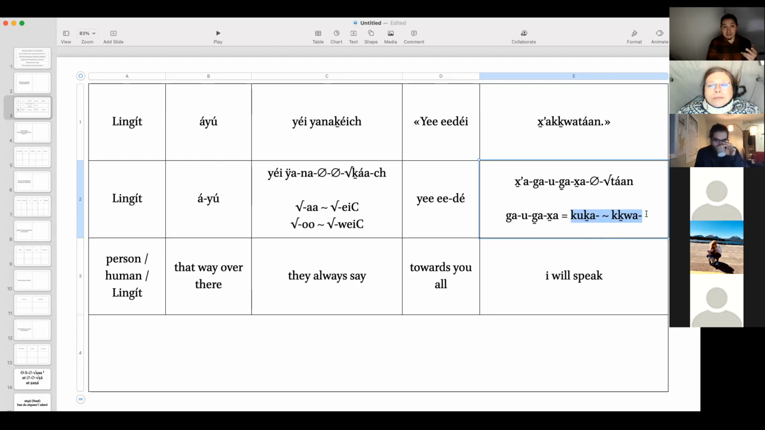But once you learn, now you can say kukwaha, I'm gonna eat it. Kukwagut, I'm gonna go there. Kukwakuch, I'm gonna drive there.